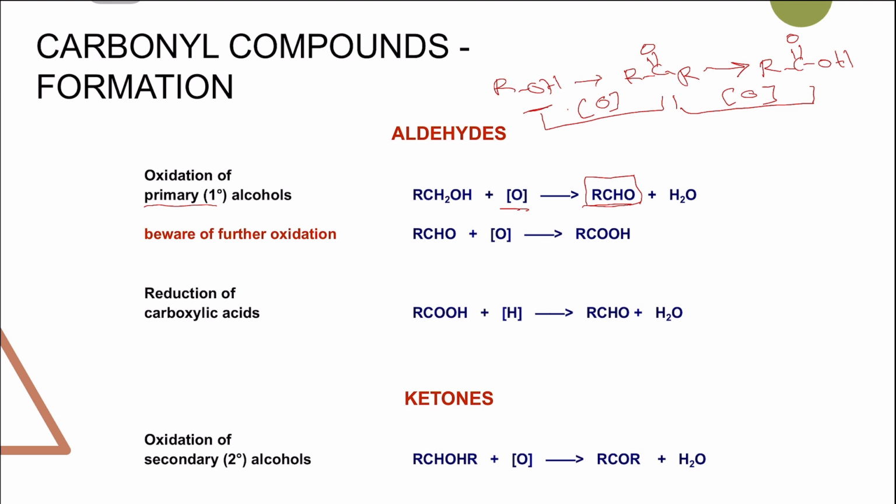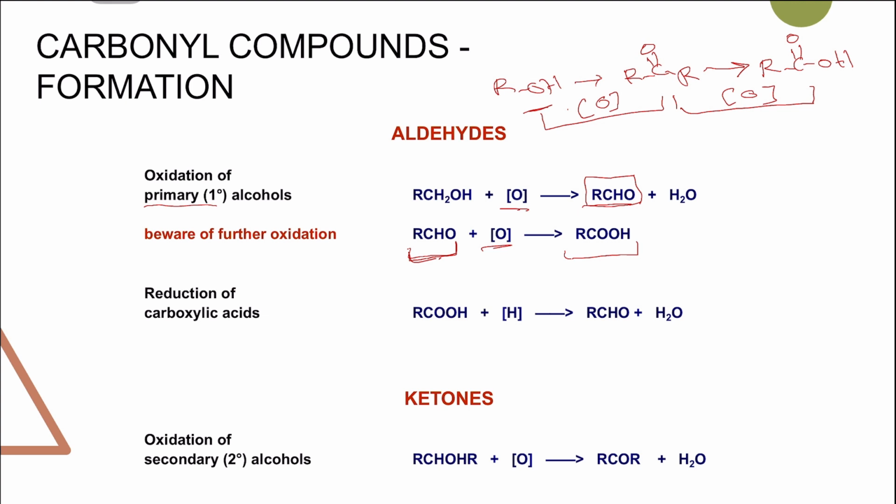So if you want to stop at the stage of formation of aldehydes, you have to use a specific, not very strong, oxidizing agent that will stop the oxidation at the stage of formation of aldehydes. Because if you use a strong oxidizing agent, the reaction will continue to oxidize the aldehydes and give you the carboxylic acid, which is the following oxidation state of the aldehydes.